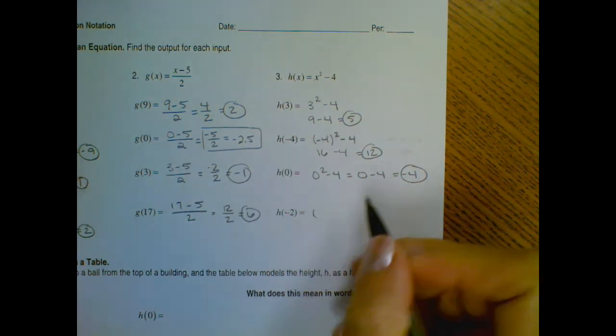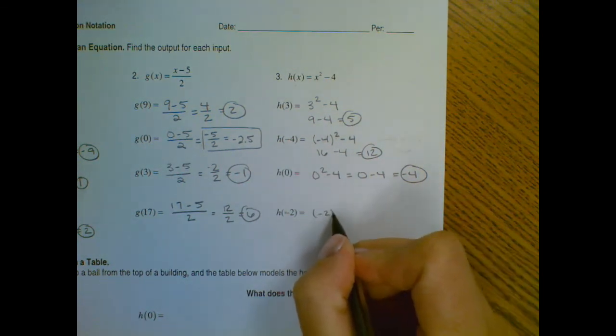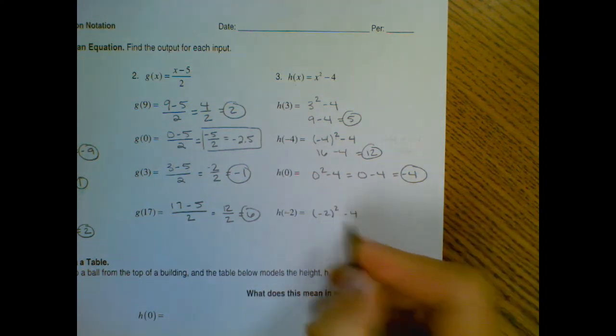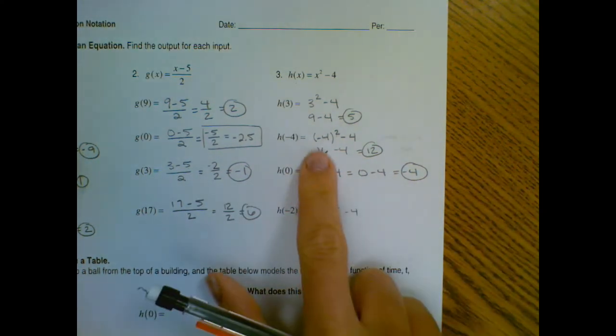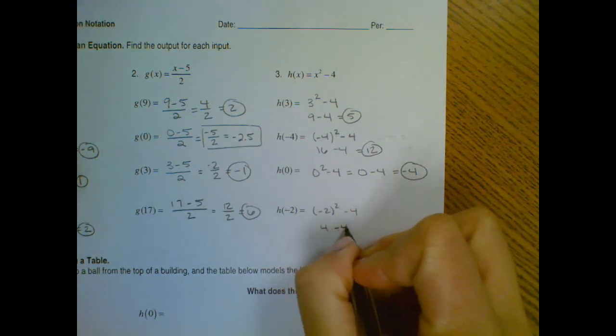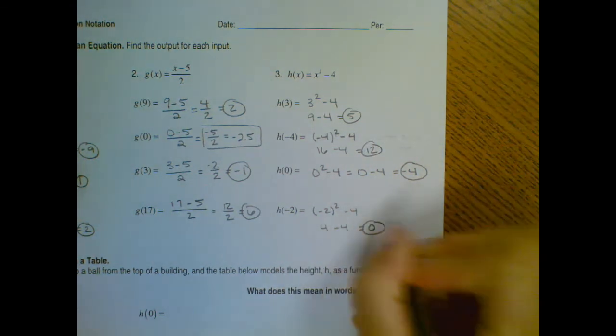And then lastly here for our h function, we have negative 2 plugged in for x. And so we're going to put that in parentheses as well, just like we did up here because of the negative. Negative 2 squared is 4, minus 4 is 0.